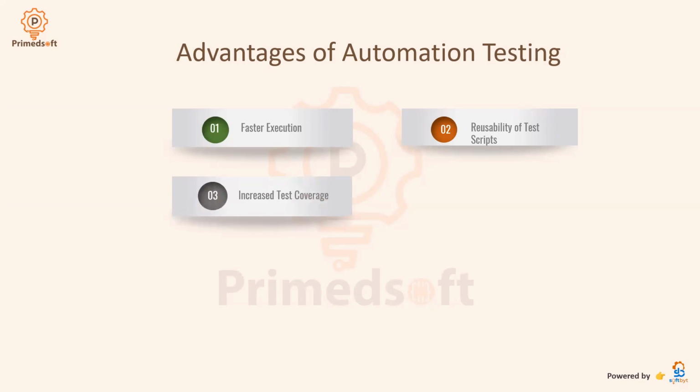It's increased test coverage, right? Automation testing allows for the execution of a large number of complex and repetitive test cases during every test cycle. So you can run a lot of test cases at the same time, and it goes faster. You can run much more repetitive tests over and over again. It helps to achieve high test coverage, and it ensures that more aspects of the software are being tested.